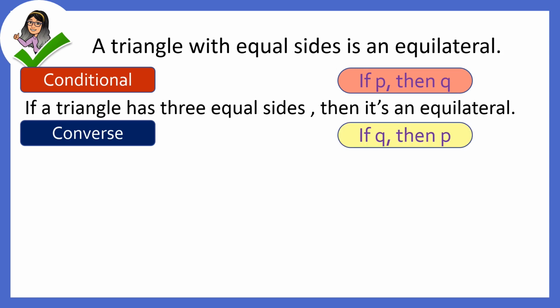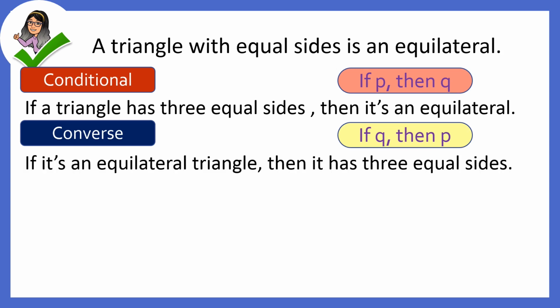Then now, move on tayo sa pag-change sa kanya into converse. So, when you say converse, pinagpapalit natin, we interchange, no, the position ng hypothesis at ng conclusion. So, if Q, then P. So, if it's an equilateral triangle, then it has 3 equal sides. So, ulitin natin, no, yung conditional at ang converse, kapag pareho silang true, pwede tayong gumawa ng biconditional statement natin. So, yung if and only if form natin.